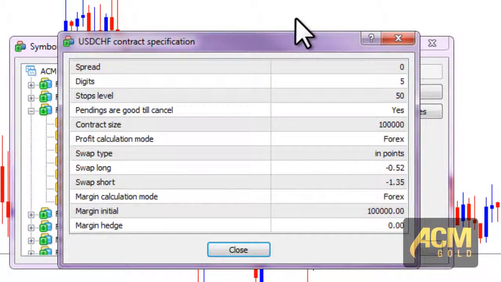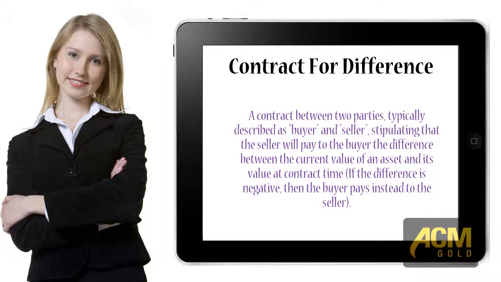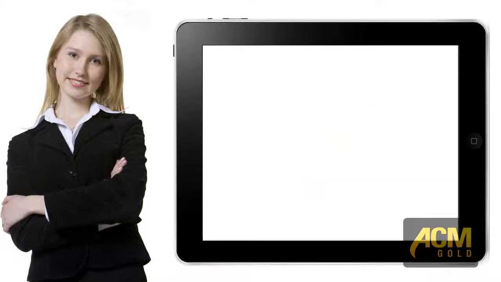So what are CFDs? In finance, a contract for difference, or CFD, is a contract between two parties, typically described as buyer and seller, stipulating that the seller will pay to the buyer the difference between the current value of an asset and its value at contract time. And if the difference is negative, then the buyer instead pays the seller. All instruments, save forex pairs, fall under CFDs.